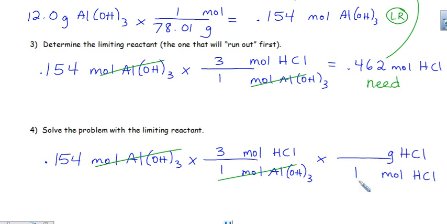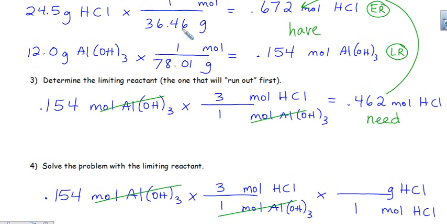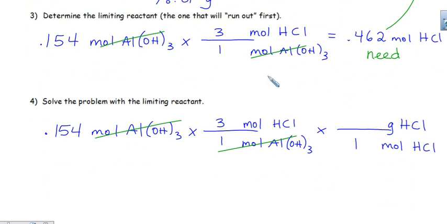The periodic table gives me the mass of 1 mole, and in fact we actually already calculated it. It's up in here, 36.46 grams. And then we can plug this all in. Moles and moles are out. So multiply across, and we'd be looking at 16.8 grams. That's the amount neutralized, the amount that gets reacted.